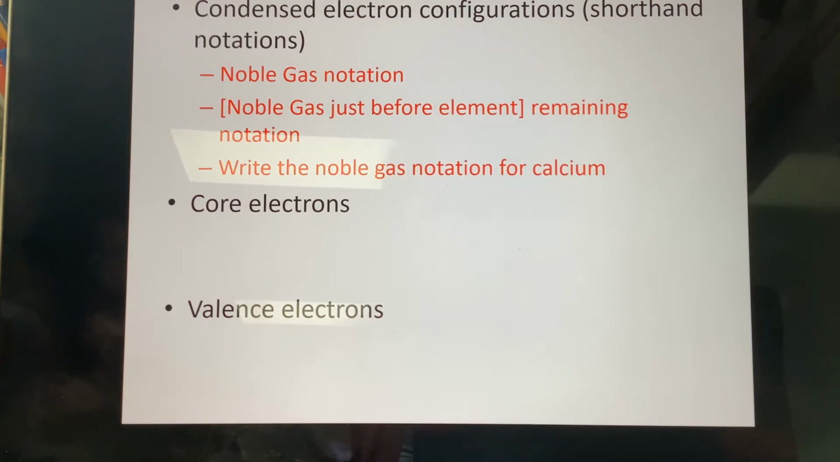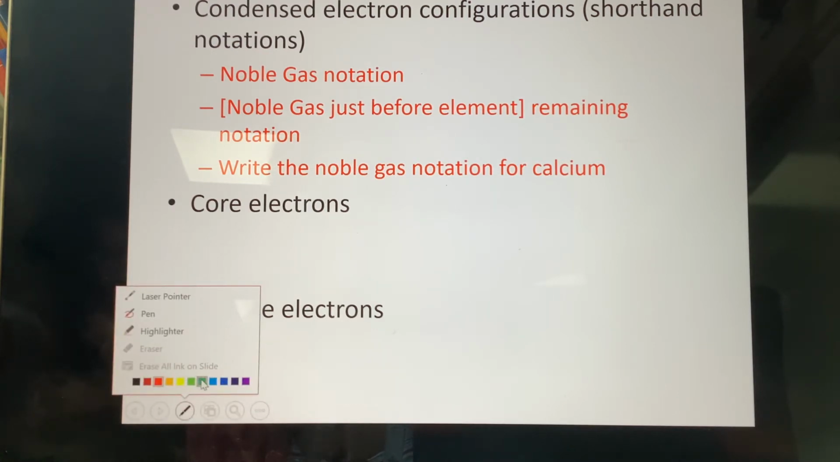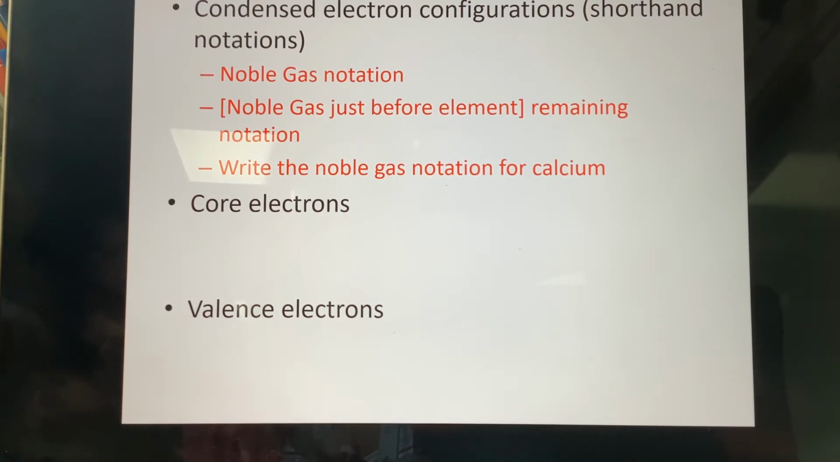And so if we were to write the noble gas notation for calcium, let's see how this is going to go. This is where I lost my thing. A stylus would really be helpful. And where's my arrow? Oh, there we are. Hello. Okay, couldn't see that.